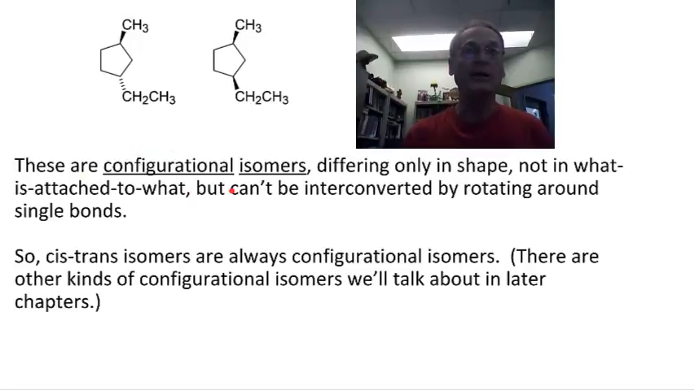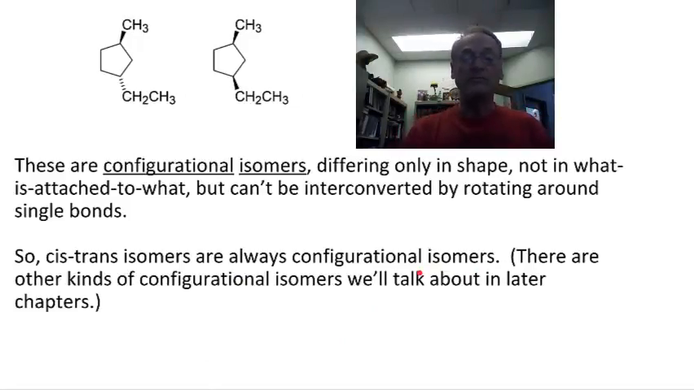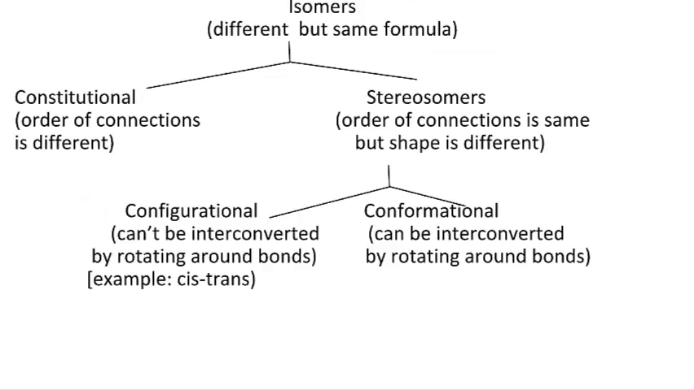I know that's complicated because we have constitutional, conformational, and configurational. They all sound kind of the same, but you've got to know those terms. Configurational isomers differ only by shape, not by what's attached to what. Everything is connected to the same atoms here. It's just that one's down, whereas that one's up. But they can't be interconverted by rotating. So those are called configurational isomers. So cis trans isomers are always configurational isomers. And as is noted here, we'll learn a lot more about other kinds of configurational isomers later on. But for now, the only kind you know about are what we're going to call cis trans isomers.